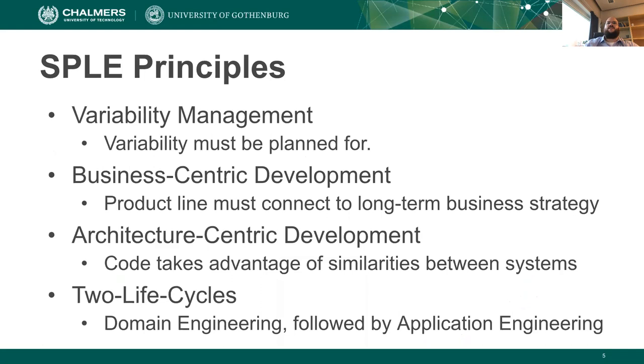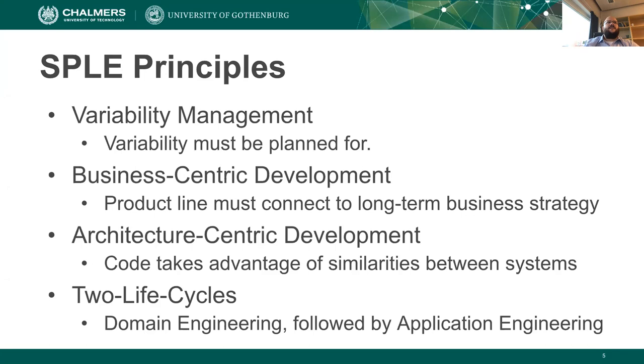Product lines are business-centric. They aim at thoroughly connecting the engineering of the product line with the long-term strategy of your business. What kind of markets do you want to serve and what kind of customers do you want to serve? What sort of features does it make sense to develop and what kind of options does it make sense to develop to eventually be deployed into these concrete products? Product line engineering, when successful, is architecture-centric. The technical side of the software has to be developed in a way that allows taking advantage of the similarities between concrete systems in an efficient manner.